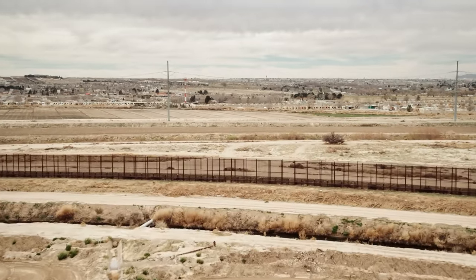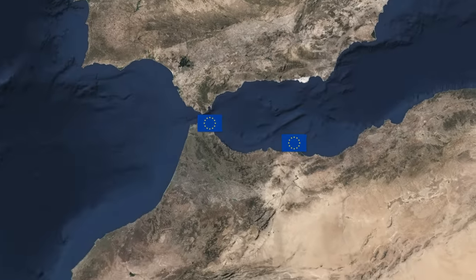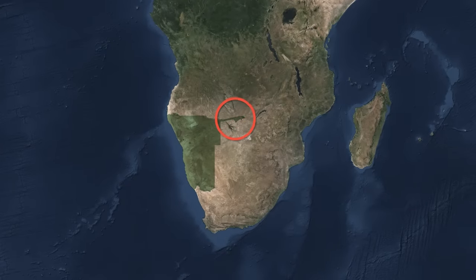There's a lot of really bad, really awful border situations in the world that at first glance don't really seem to make any sense. Why does the European Union have cities and territories in Africa? Why does France share her longest border with Brazil? Why does Namibia have this stupid arm?